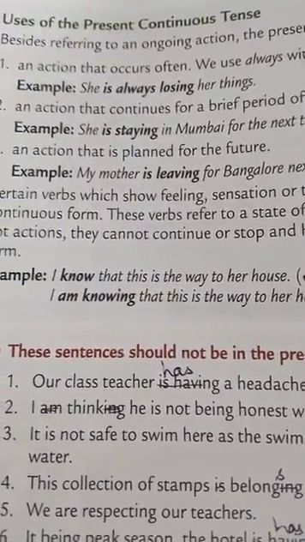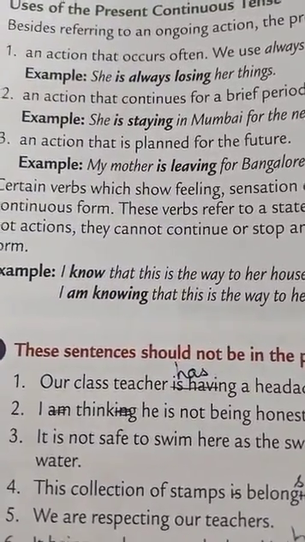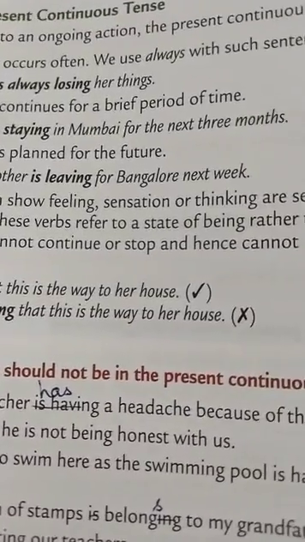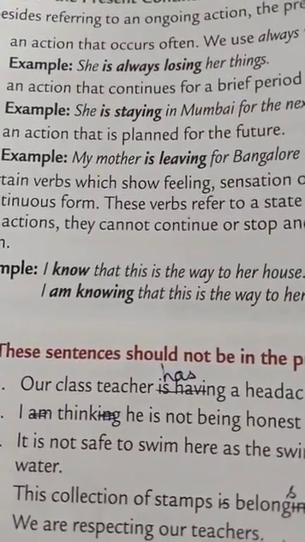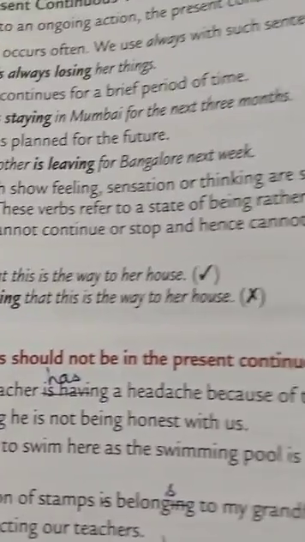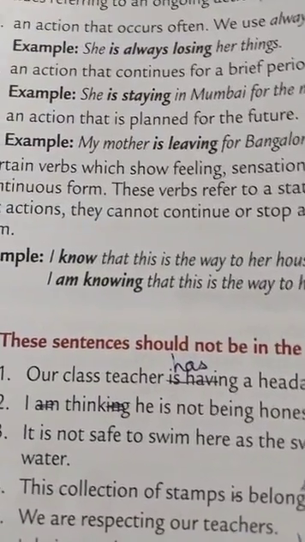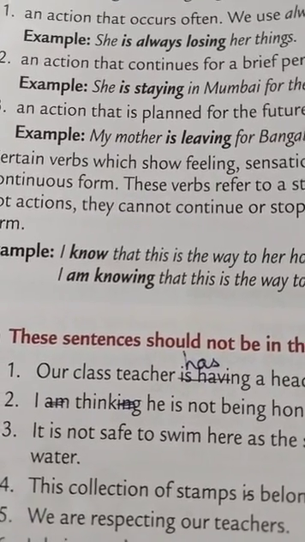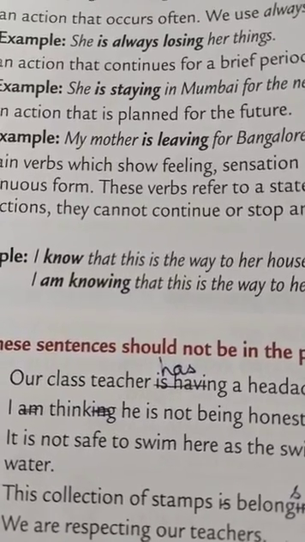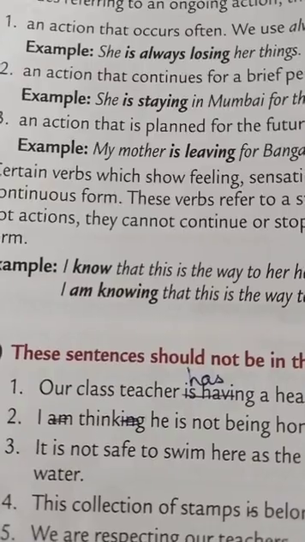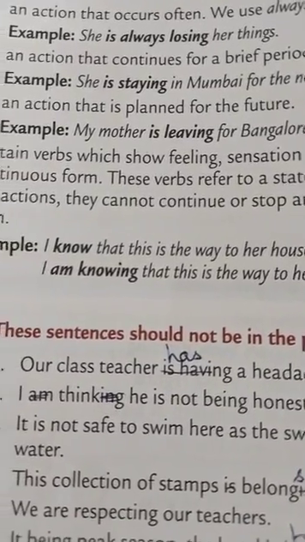We will see children, uses of present continuous tense. Now children, present continuous tense, beside referring to an ongoing action, means action that is going on, also suggests an action that occurs often. In these kinds of sentences, children, we use word always. Okay, example, she is always losing her things.